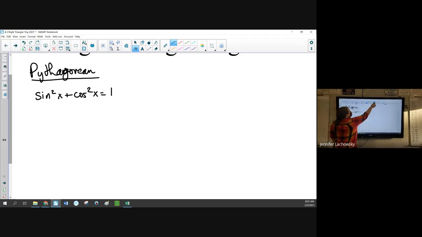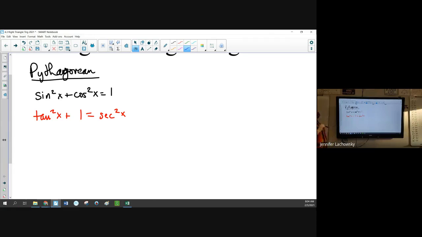Okay, I'm going to divide by cosine squared. What's sine squared, what's sine divided by cosine? Tangent. So we've got tangent squared. What's cosine squared divided by itself? 1. And 1 divided by cosine squared is the reciprocal of cosine, which is secant. So secant squared.